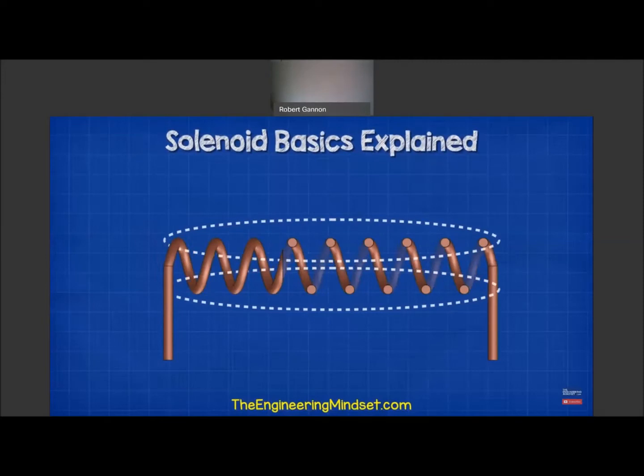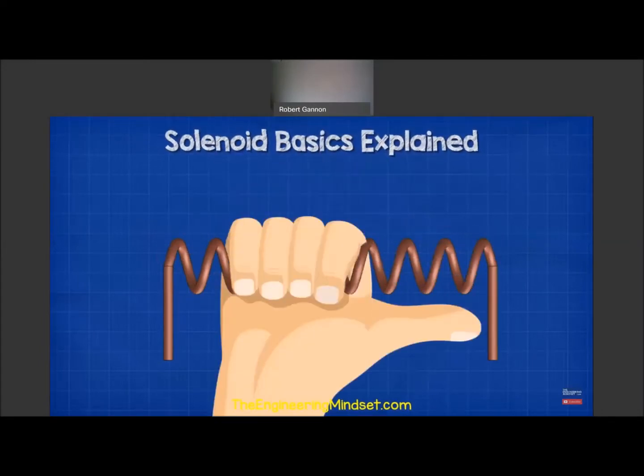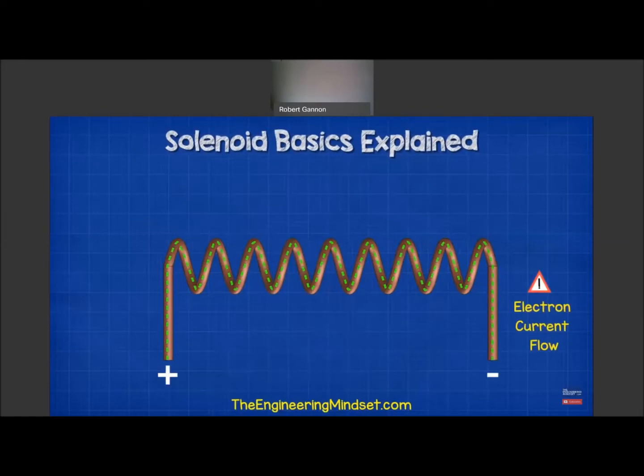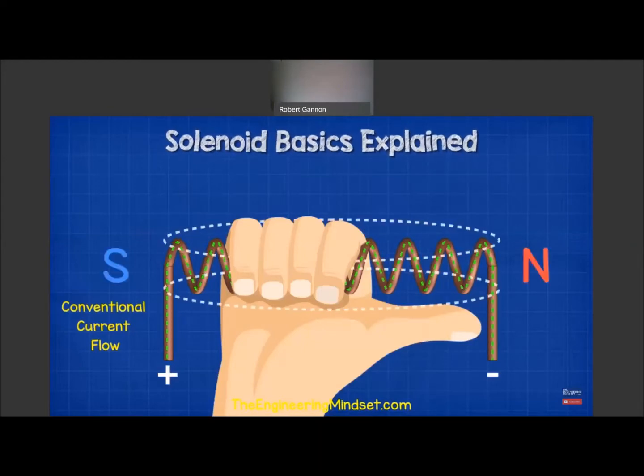We can tell which end the north and south pole will be for a solenoid coil by using the right hand grip rule. This says that if we grip our hand into a fist around the solenoid and we point our thumb in the direction of conventional current flow, that's from positive to negative. It actually flows from negative to positive, but don't worry about that for now. If we point our thumb in the direction of conventional current flow, then the thumb points to the north end, and the current will be flowing in the direction of your fingers.